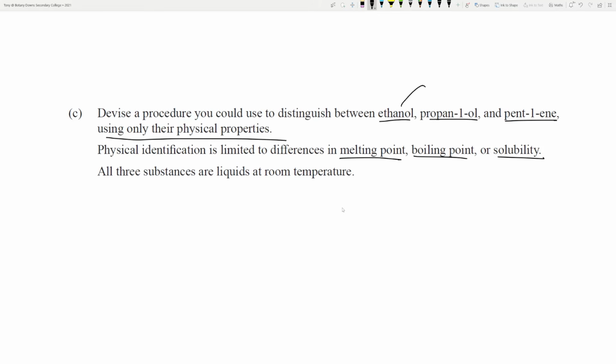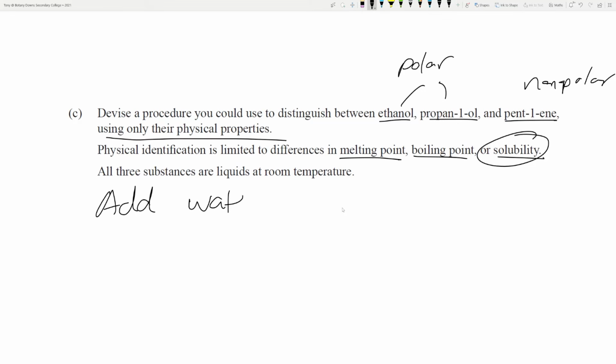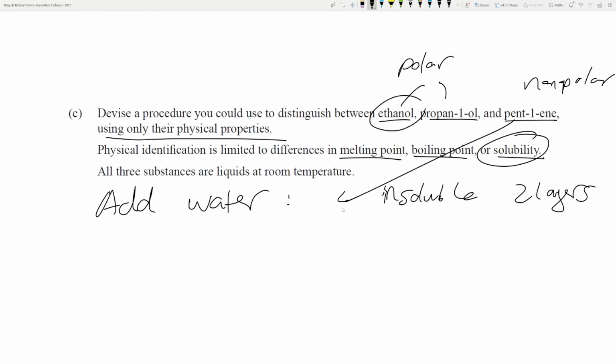The first thing you can straight away look at is that these two are polar, and this one's non-polar. So with solubility, add water. Your alkanes and haloalkanes are not going to dissolve, so this one will be insoluble. You have two layers, whereas the other has one layer.